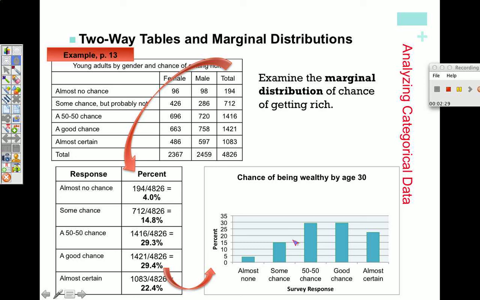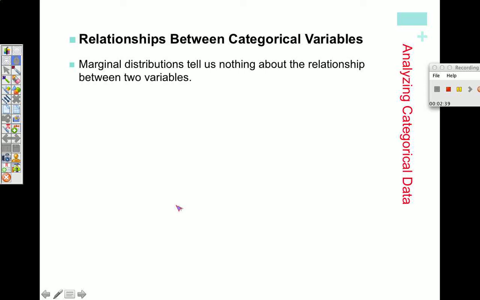So most people think that they have a 50-50 chance or better of getting rich. People pretty much have a good outlook on their future. So this marginal distribution tells us nothing about the relationship between the two variables. It looks at the totals.